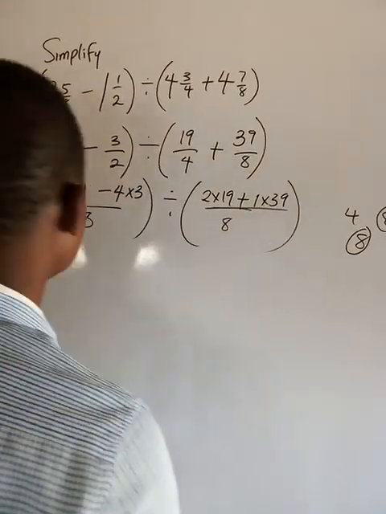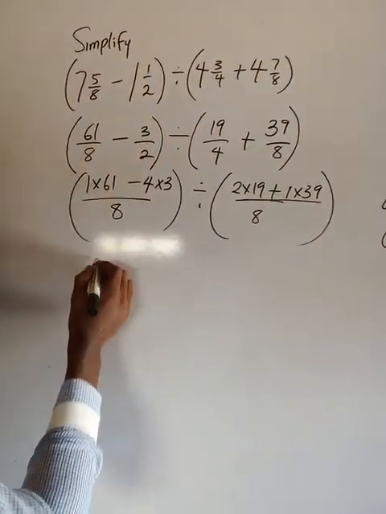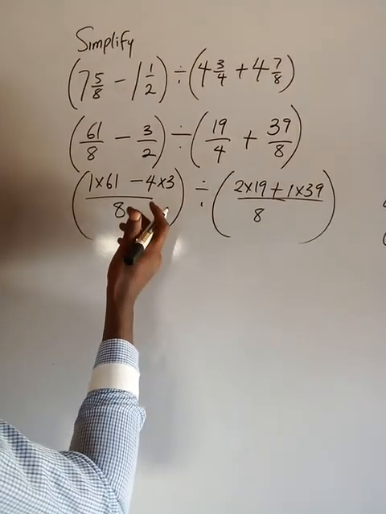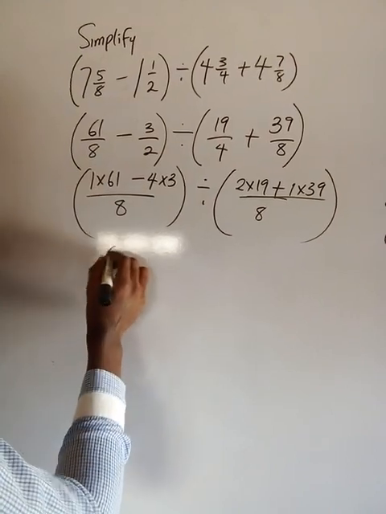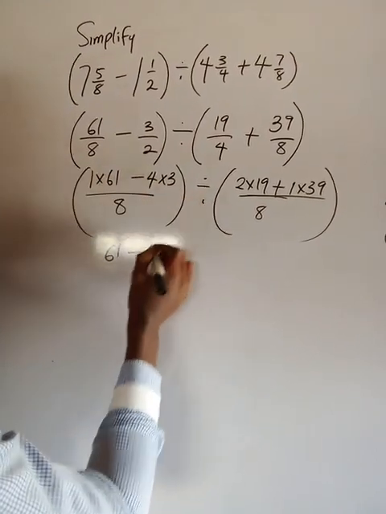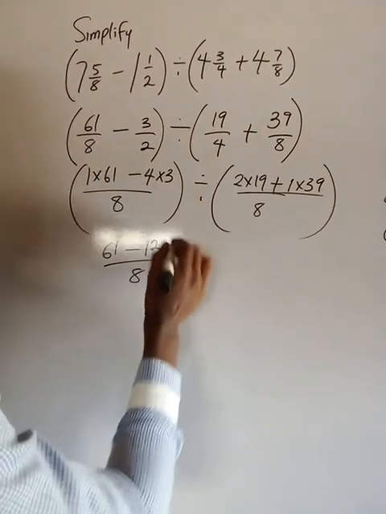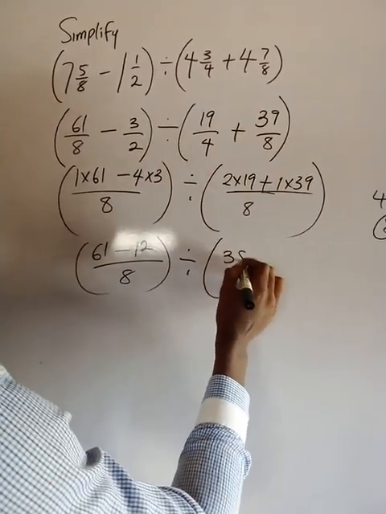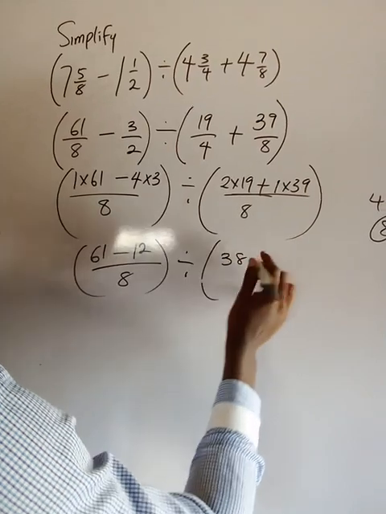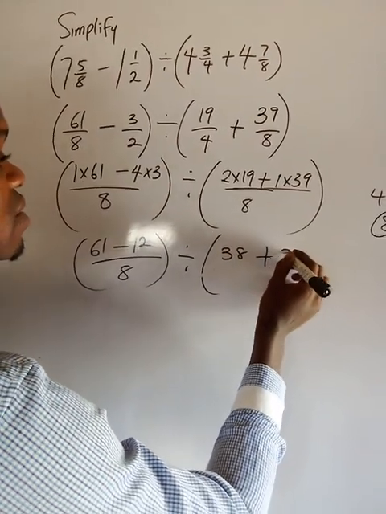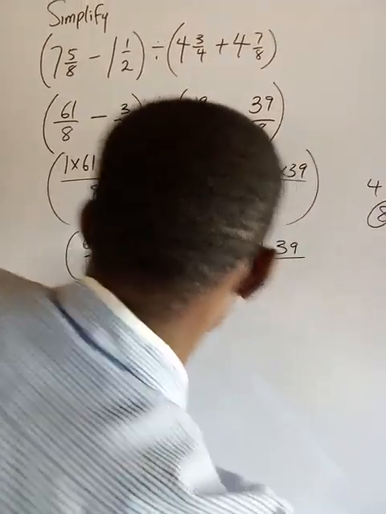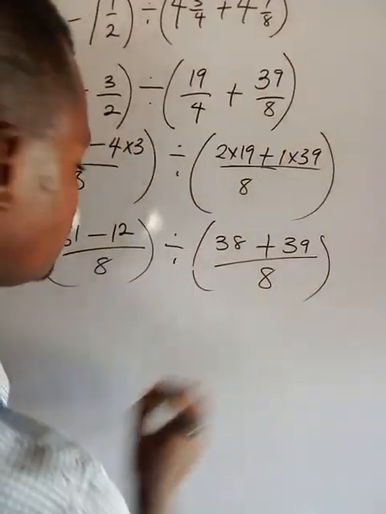You can elongate this line. So 1 times 61, you carry out multiplication before division, before subtraction anytime you are handling mathematics. So 1 times 61 is 61, minus 4 times 3 is 12, everything over 8, divided by 2 times 19 is 38, plus 1 times 39 is 39. Everything divided by 8. Now you close the bracket, don't forget that.